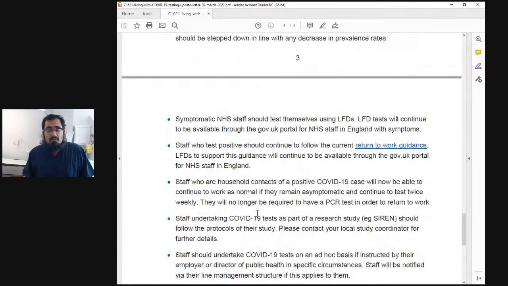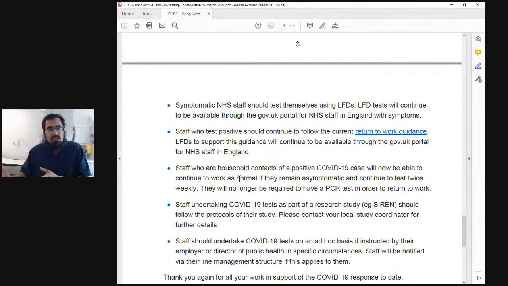Next is staff who have a household contact. So if you have somebody in your household that has now tested positive, you no longer need to stay away from work as long as your asymptomatic testing remains negative. You also do not need a negative PCR test to go back to work. Again, that is a change, because previously you would have had to stay at home and have a negative PCR test before you go back to work.